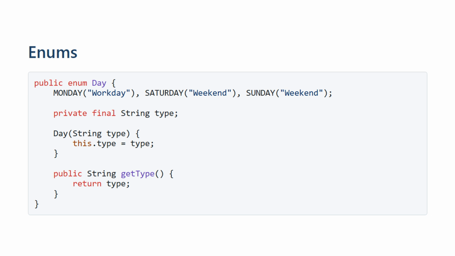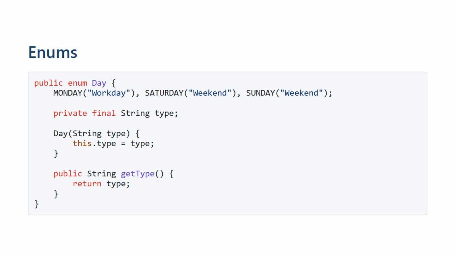They're always immutable, so you don't need to write setters or worry about state changes. Enums let you define a fixed set of constants with type safety. Instead of using strings or integers for states, you create a dedicated type.